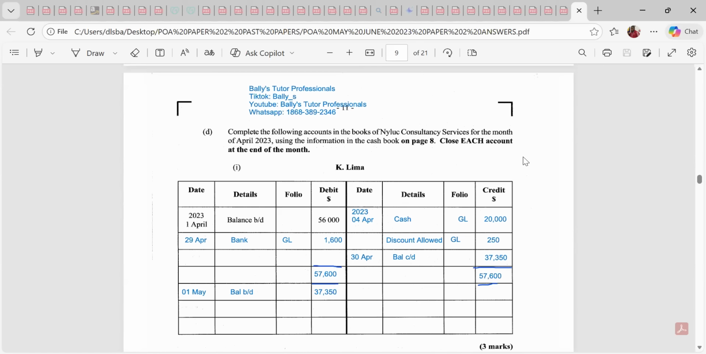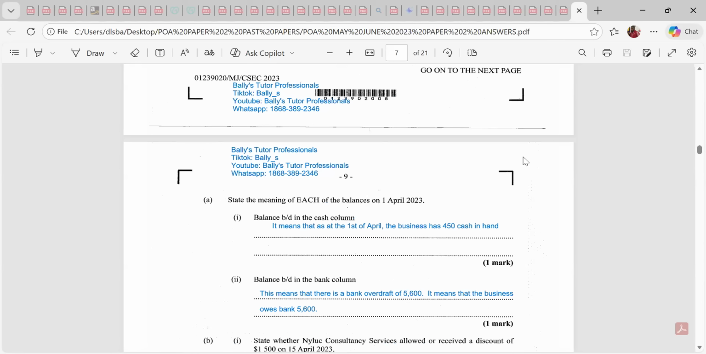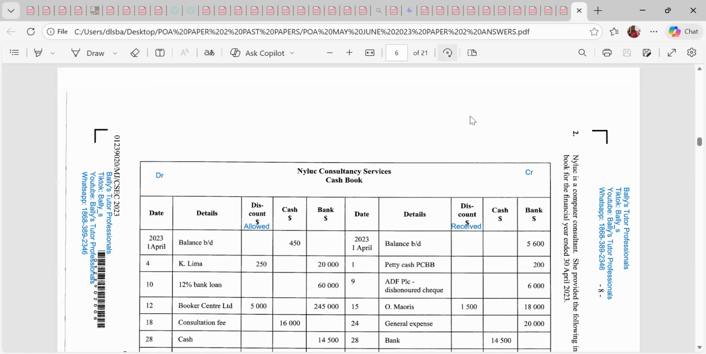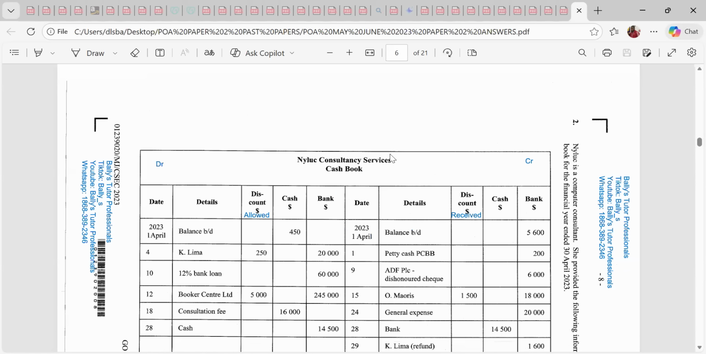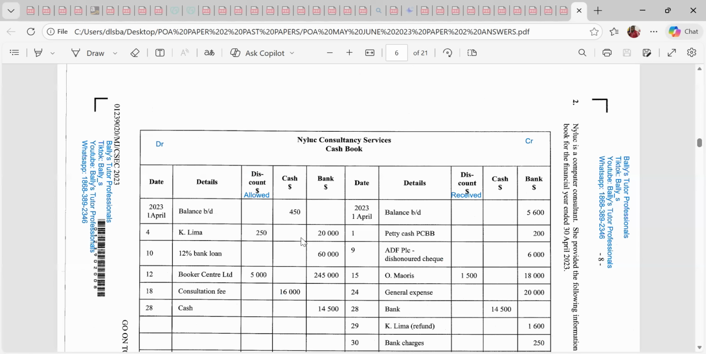In the cash book, it had that he paid. Actually, I'm going to the cash book. We debit the cash book $20,000 under the bank column and $250 under discount allowed. That means we will credit K Lima that 200,000 to show that he owing 200,000 less, and that 250 discount allowed. We're showing he owing that 250 less.